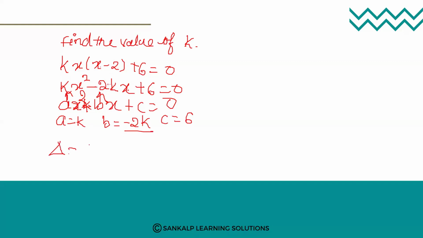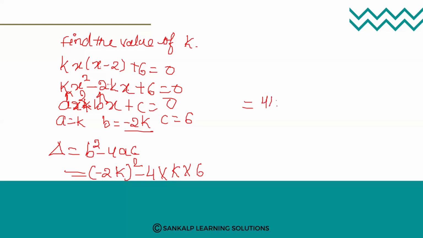Now, discriminant delta is equal to b square minus 4ac. Now, what is the value of b? b is minus 2k square, minus 4 into a value is k, c value is 6. Minus 2k square: minus 2 square is 4, k square is k square. Minus 4 sixes are 24k. Right? Now, transfer this minus 24k to this side. You will get 4k square is equal to plus 24k.